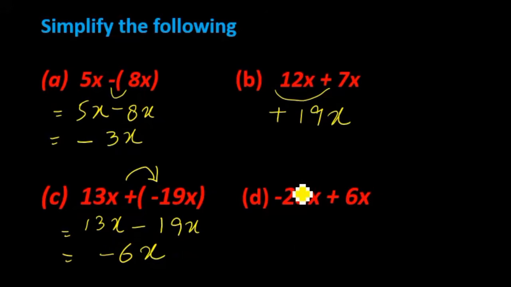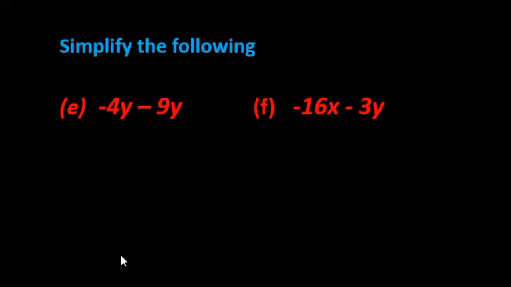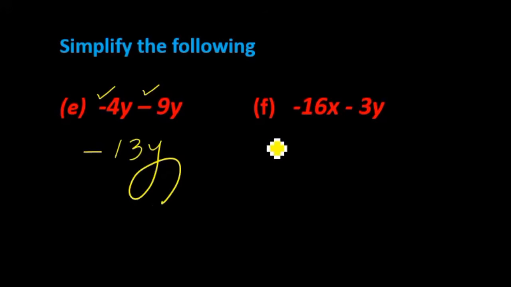Look here, again the signs are different, right? Keep the sign of the larger value. 28 minus 6, your answer is minus 22x. So it's quite easy. We did the same question yesterday in the previous lecture. Here again the signs are the same, both are negative signs, but if the signs are the same, we will add and keep the same sign. Minus 9 minus 4 is equal to minus 13y.